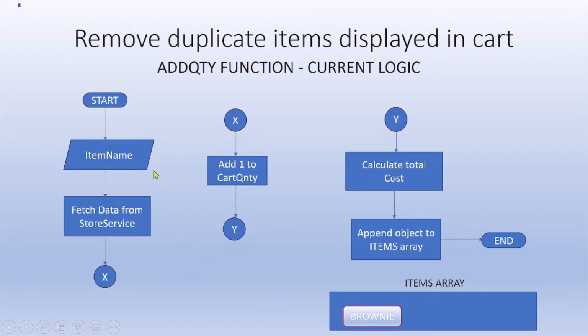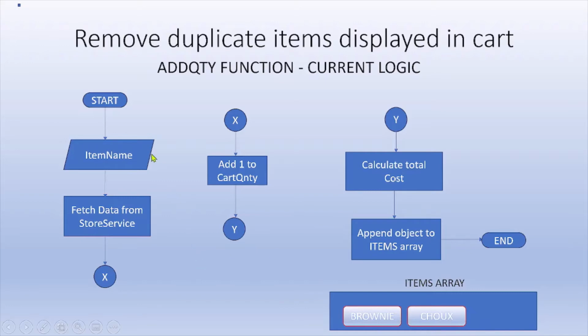Now let's assume the user wants to purchase another item, right? So that will come as a parameter through item name to the add quantity function. We fetch data from store service, we add one to cart quantity, we calculate the total cost, and we append the object to the items array. So now the user has two items in his or her cart, and we have two elements in the items array as well. Now let's assume the user wants to purchase one more of brownie.